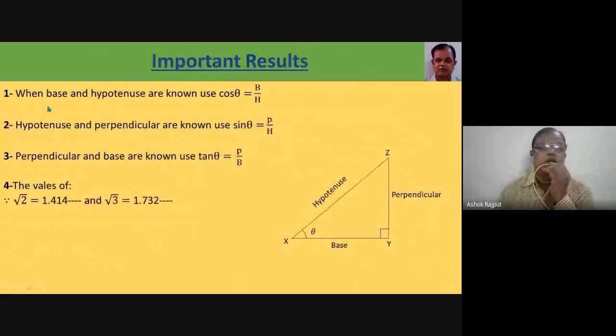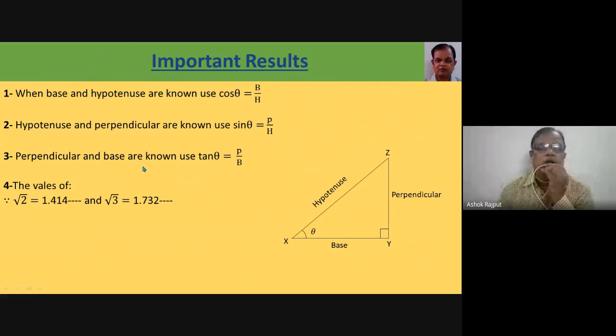When base and hypotenuse are known, we use cos theta equal to base upon hypotenuse. Or we can say if we are going to find the relationship between the base and hypotenuse, then we use the ratio cos theta. When hypotenuse and perpendicular are known, then we use sin theta. Or we can say we want to find the relation between the perpendicular and hypotenuse, then we use sin theta.